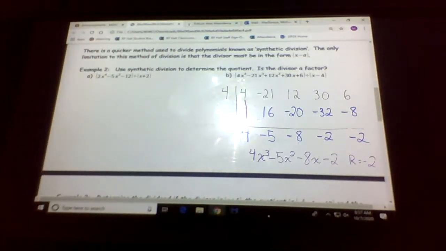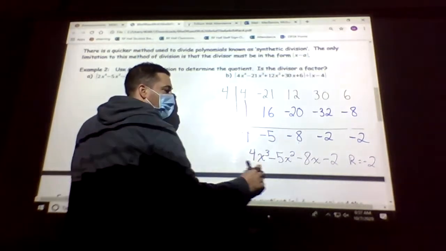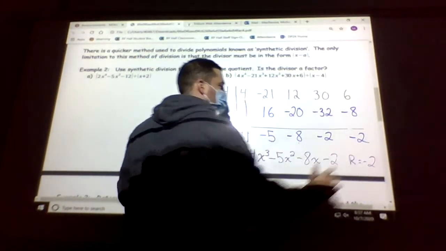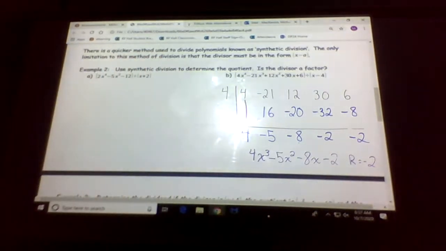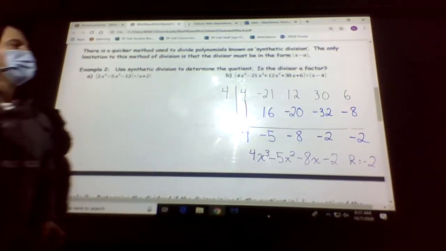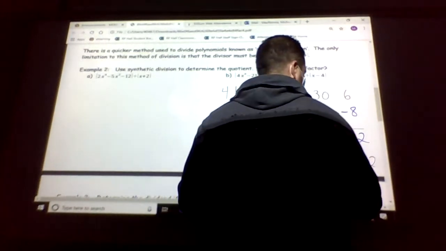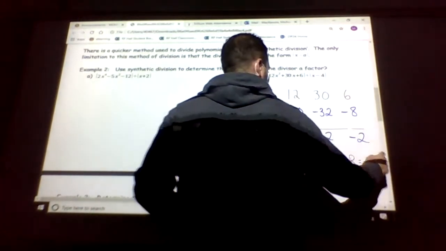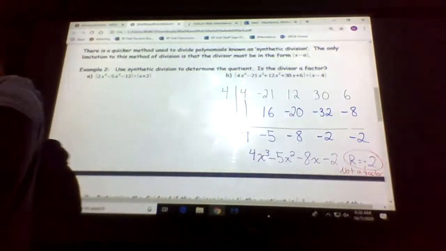So when you divide these, you get 4x cubed minus 5x squared minus 8x minus 2 with a remainder of negative 2. So not a factor. Not a factor because we have a remainder.